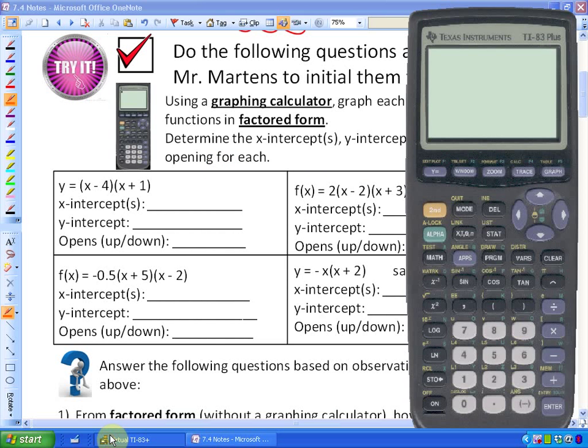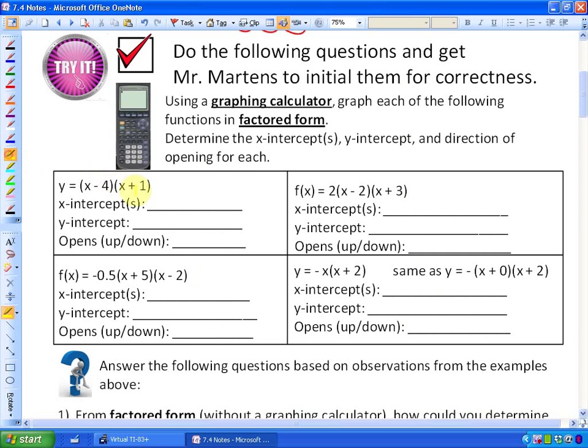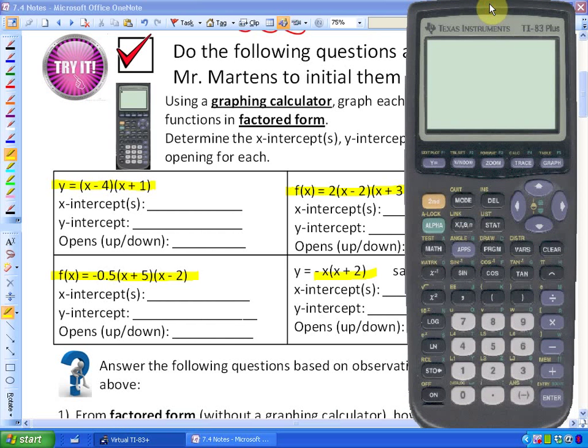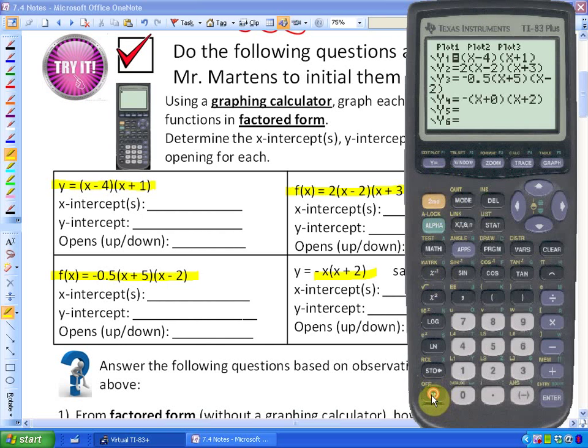So I've got a graphing calculator here. What I'm going to do is graph each of these functions that I'm highlighting in yellow and investigate what are the x-intercepts, the y-intercept, and how does it open. And we're going to notice some patterns and make some conclusions. So you'll notice here that I'm going to graph the first one, which is y is equal to x minus 4 times x plus 1. I'm just going to graph that function.